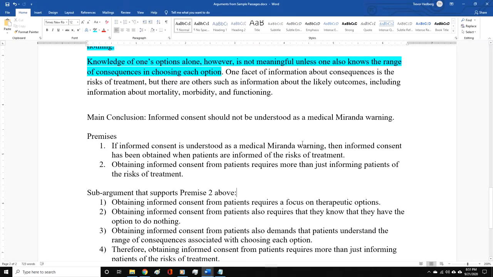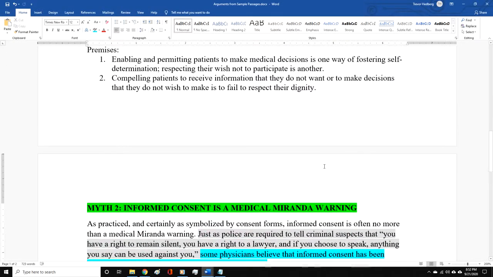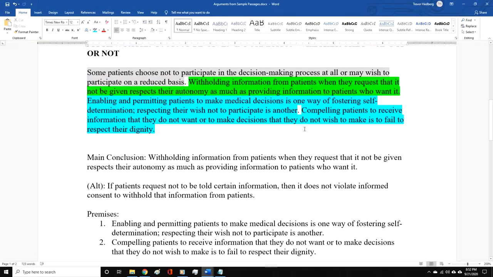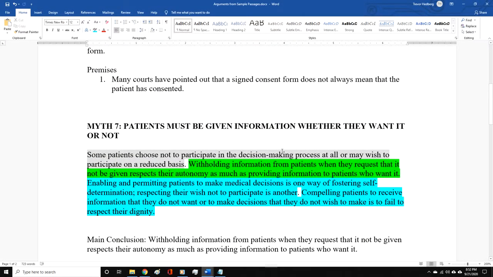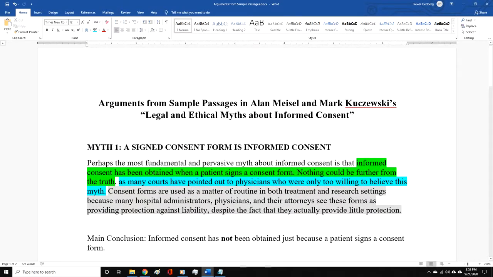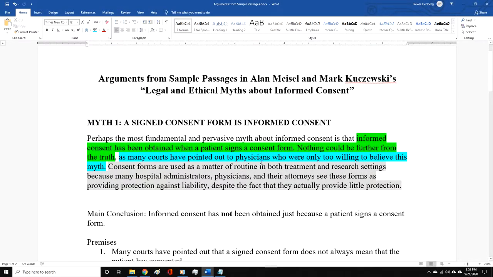So I hope this gives you some insight into both the reasoning that Meisel and Kuczewski are using, but also just generally how to actually extract arguments from complex passages. Because this is a skill that you're going to need as we move along in the course if you're going to continue to make sense of the reading material that we're engaging with.